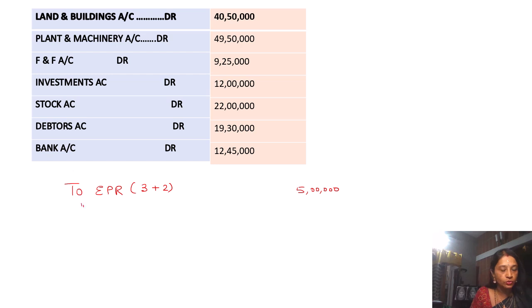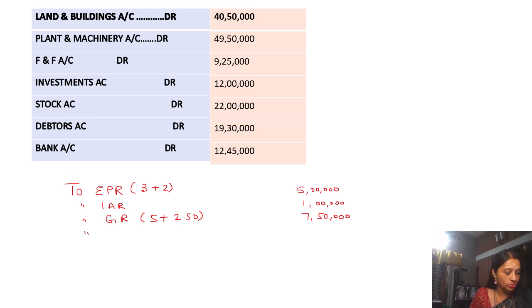Then to investment allowance reserve. Only one company has investment allowance reserve. So to, 1 lakh. Then to general reserve. This is the difference between merger and purchase. To general reserve: X company has 5 lakhs and Y company has 2 lakh 50. So total 7 lakh 50,000.